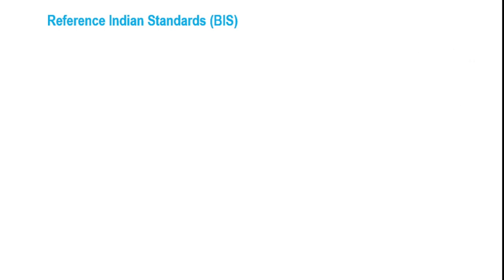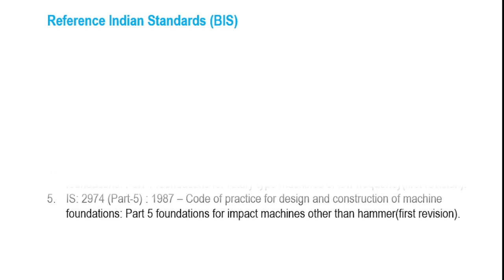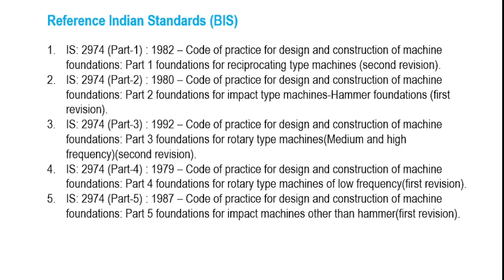I would also provide you a list of BIS, that is the Bureau of Indian Standards, documents on the design of machine foundations. I am very sure that you must have gone through these documents if you were designing machine foundations. The basic document is IS 2974, and that is furnished under 5 parts: Part 1, Part 2, 3, 4, and 5. Each part covers a particular type of machines.